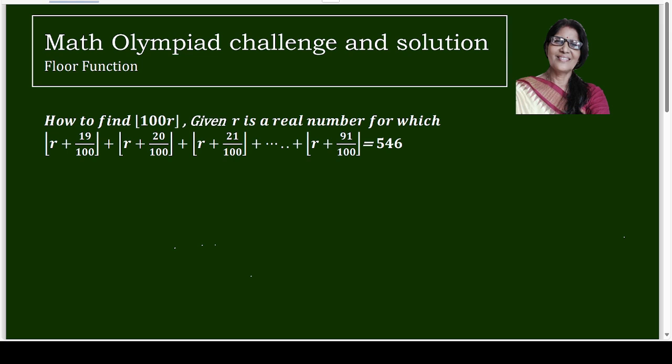Today one Olympiad math challenge. How to find floor of 100 times r, given that r is a real number for which floor of r plus 19 over 100, plus floor of r plus 20 by 100, plus floor of r plus 21 over 100, up to plus floor of r plus 91 by 100, equals 546.